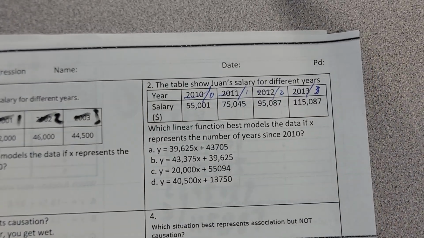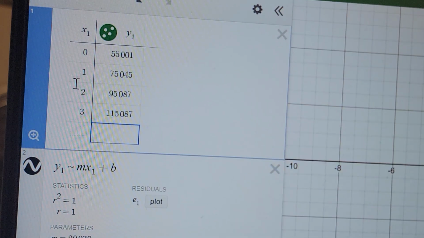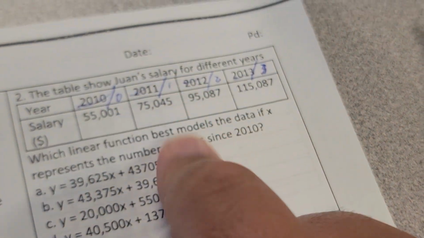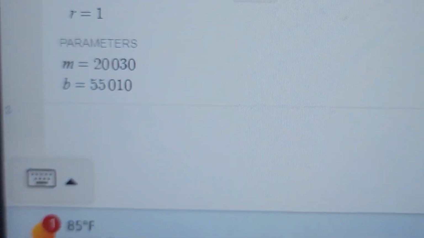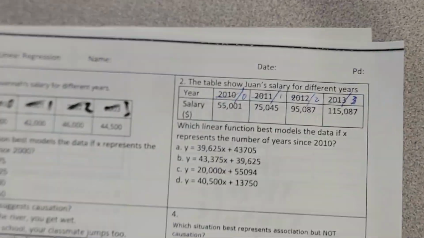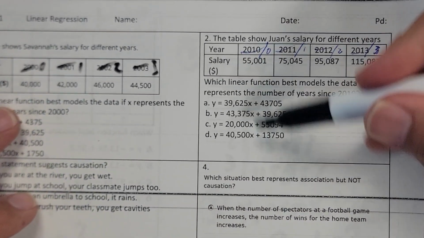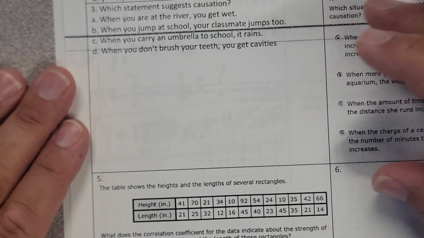Let me show you the Desmos. All right, so we put it in Desmos. We have 0, 1, 2, 3, and then we have our numbers. So we're just going to match these right here. The M number goes first, and then the B number goes second. So look at your M number. That goes first, and then you have a plus because this is a positive. All right, so you put A, B, C, or D. So these are the same.